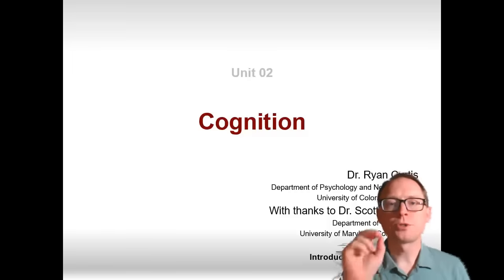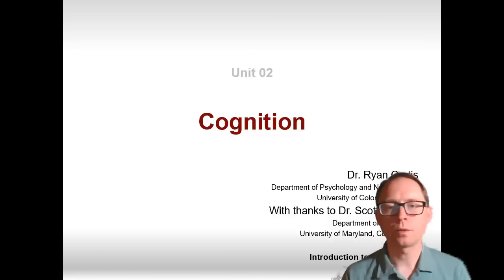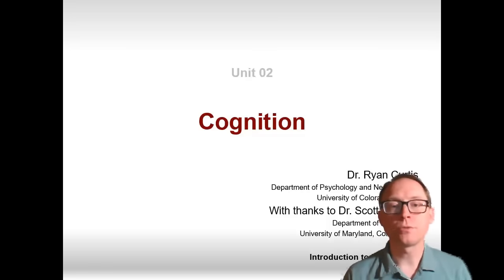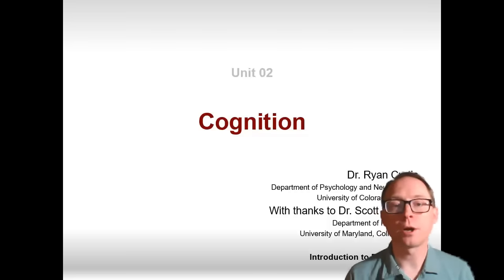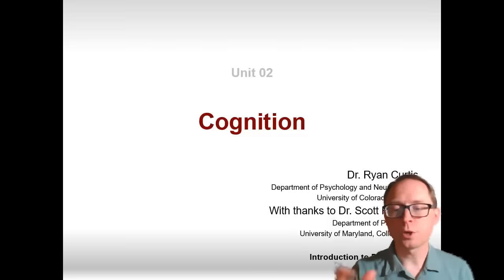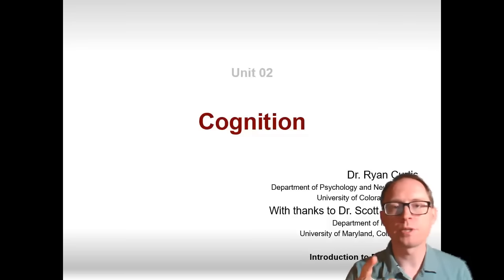Welcome to Chapter 2, Part 1. Chapter 2 is about cognition. And so we're going to talk a lot about different forms of cognition and what we need to understand about cognition. So in this first section, we're going to talk about some basic ideas, and then we'll get into some other important pieces of information in the second half of this chapter.